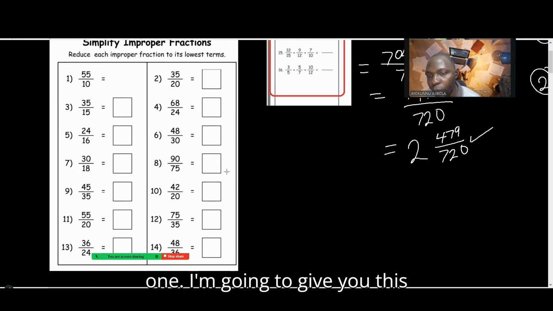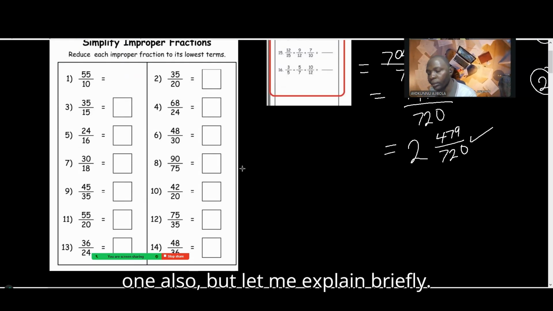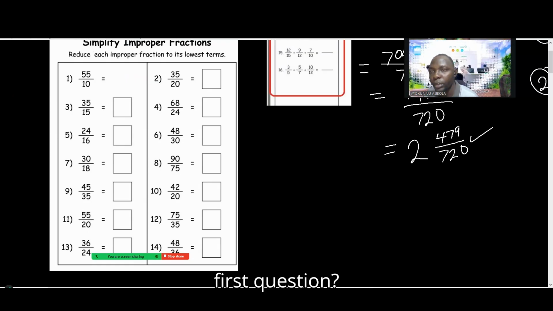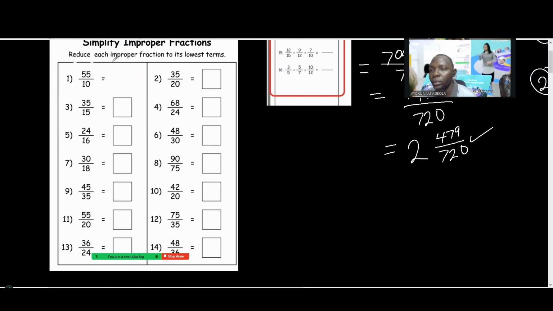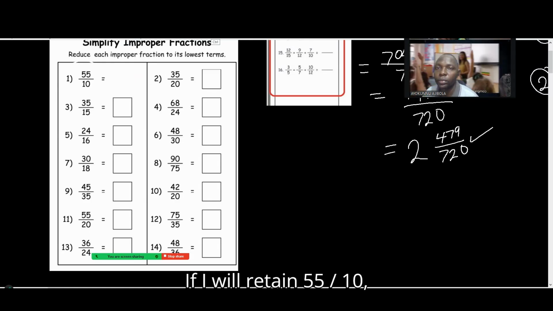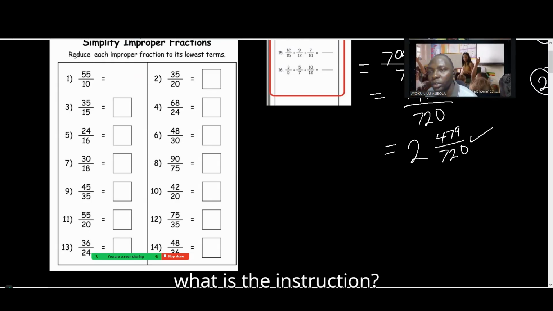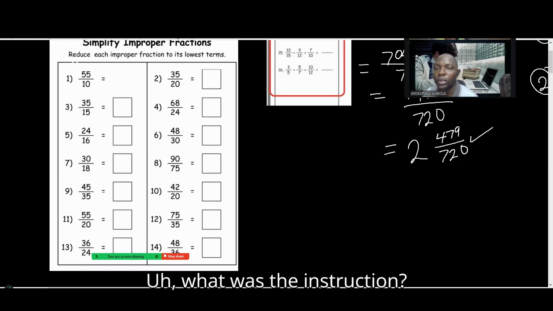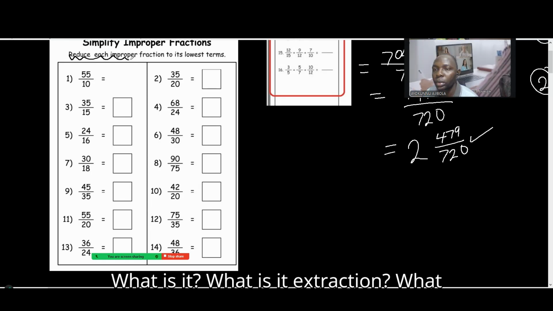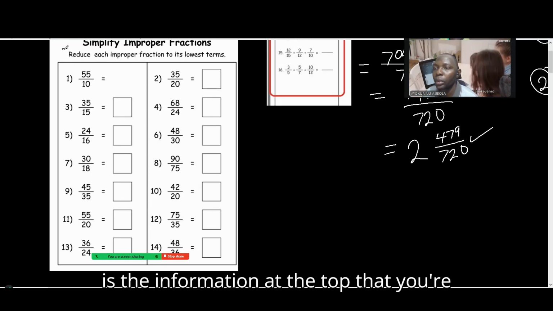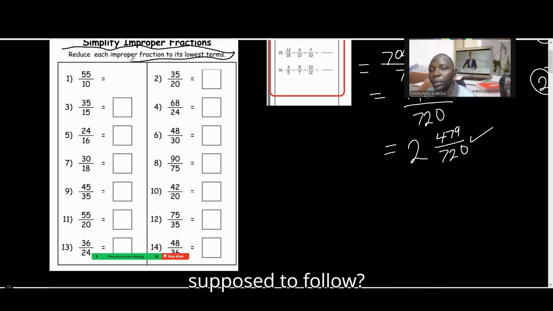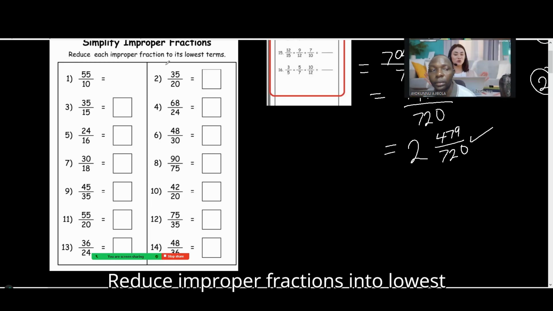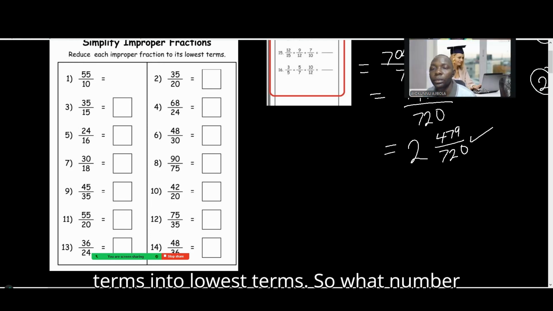So now look at this second one. I'm going to give you this one also, but let me explain briefly. Are you there? Yes. Okay. What's the first question? 55 over 10. What is the instruction? What is the information at the top that you're supposed to follow? Reduce improper fractions into lowest terms.